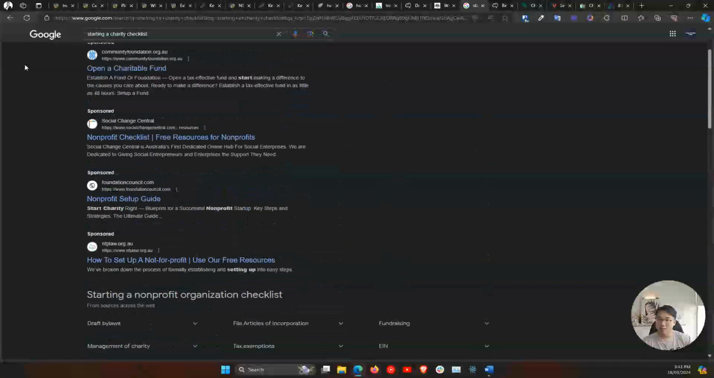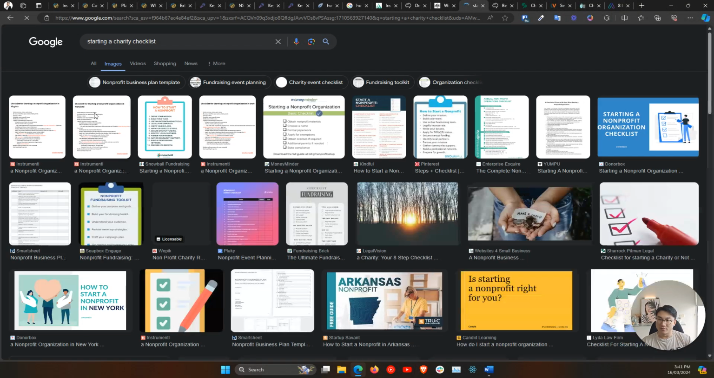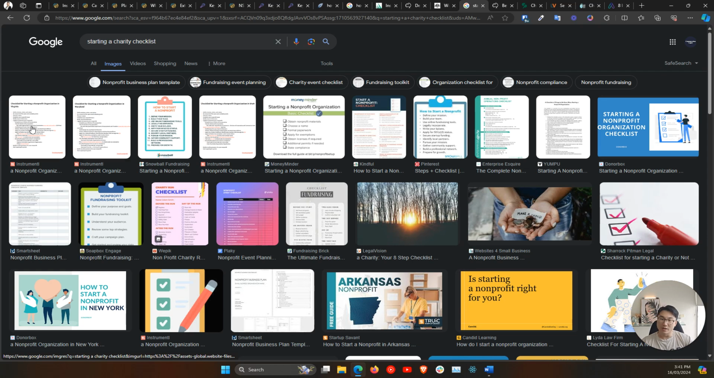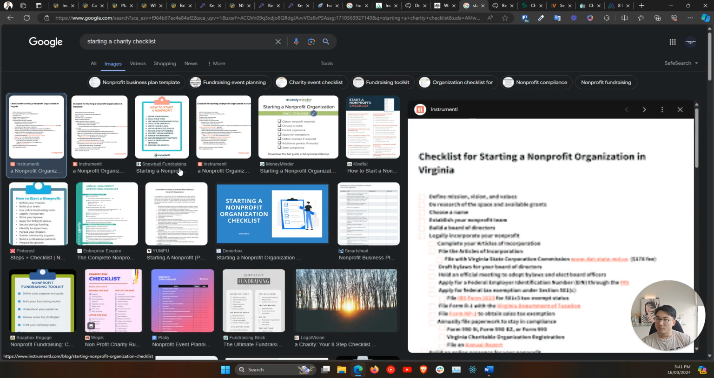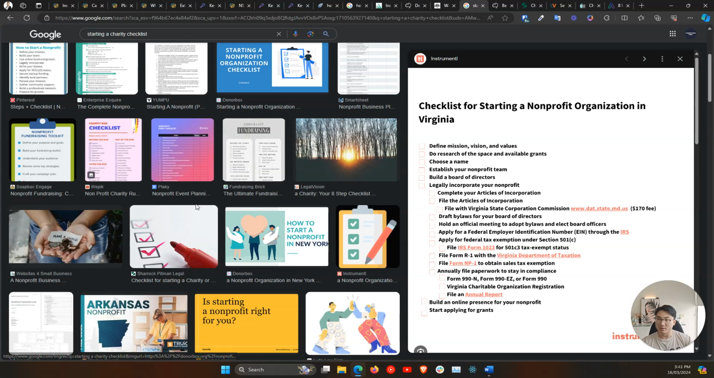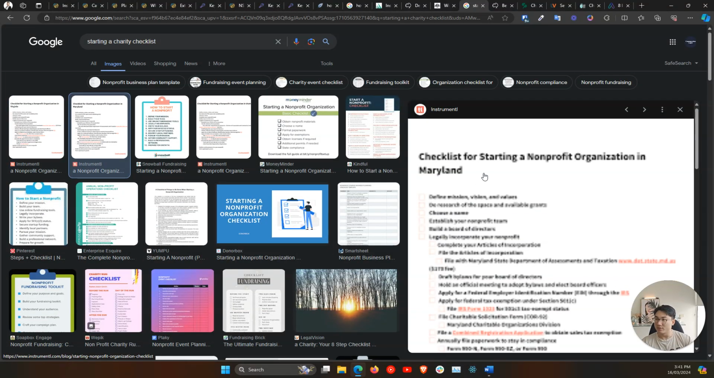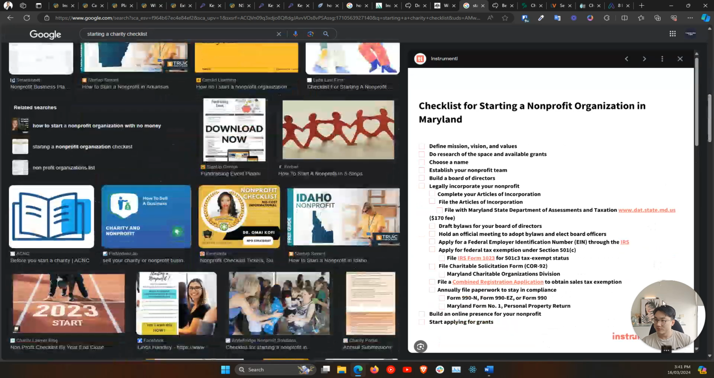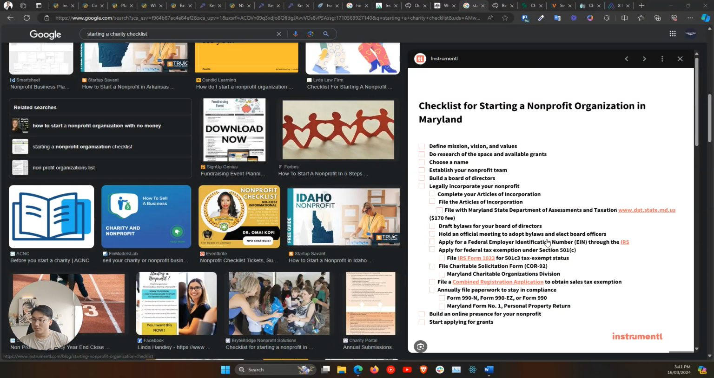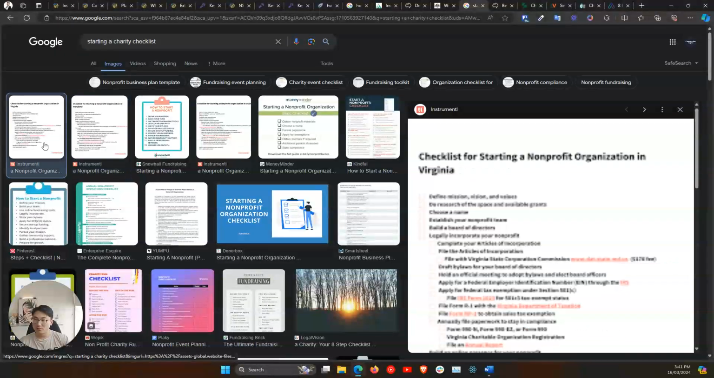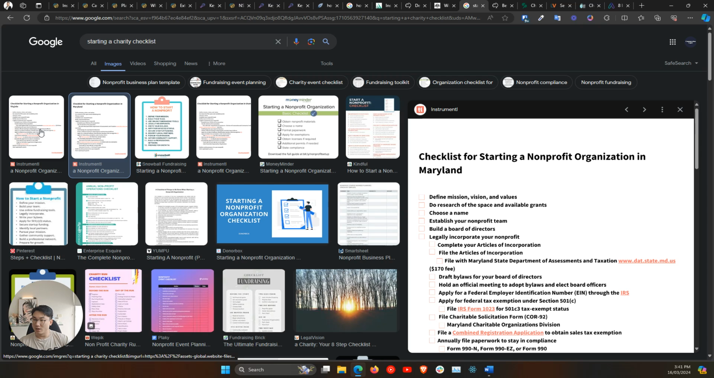Let me see if there are any infographics on this. Okay, I mean, there are quite a few infographics on how to start a not-for-profit, but I don't think these are Australian. Because you can see here, checklist for starting a not-for-profit organization in Maryland, in Virginia. Oh, I see what these guys are doing.